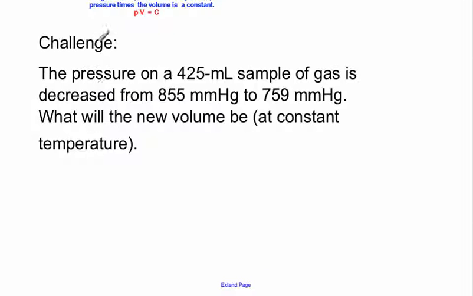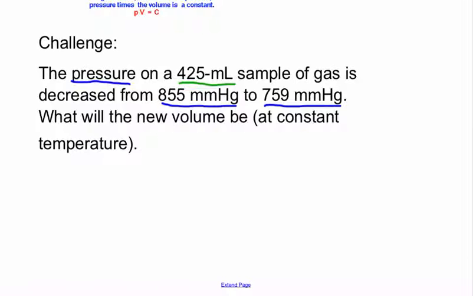Okay, so our challenge. The pressure on a 425 milliliter sample of gas is decreased from 855 millimeters of mercury, that's one way to measure the pressure, to 759 millimeters of mercury. What will the new volume be at constant temperature, and we're not changing how many moles we have of gas? So let's highlight some terms here. The pressure is 855 millimeters of mercury to 759 millimeters of mercury, and we'll do volume in green. The volume is 425 milliliters.